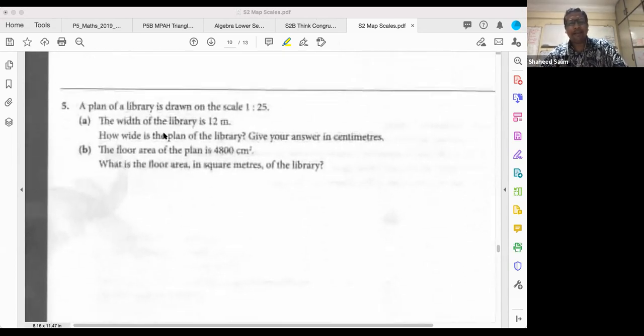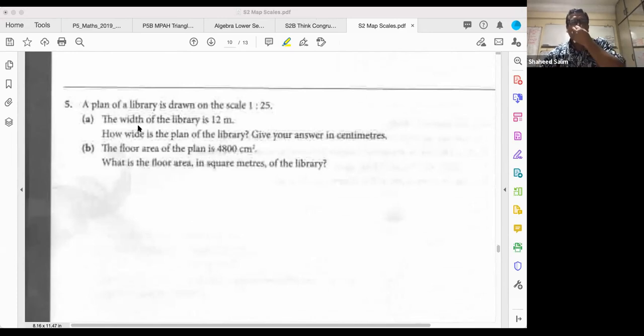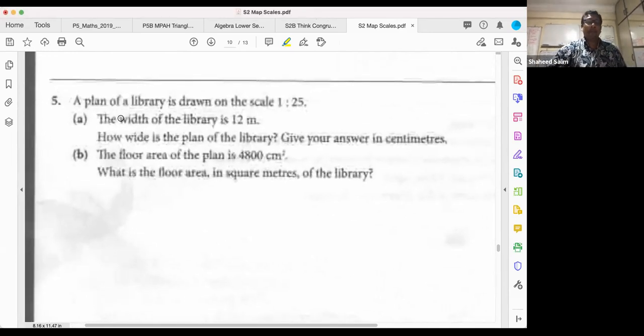Okay, we try this one now. Notice they use the words a plan of the library. Do not say a map of the library. The same thing. This time you do it yourself. You have to come up with the scale for length.